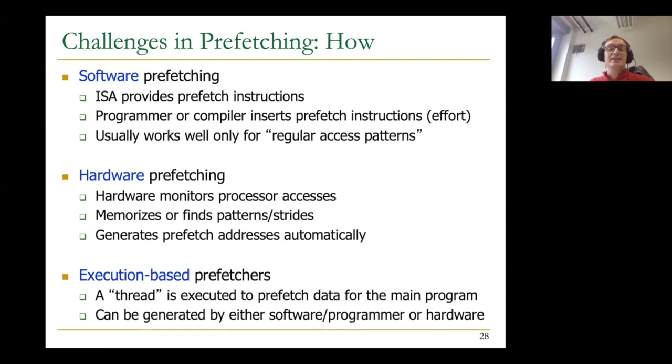So you're the programmer, you write the main program, and you say, okay, I'm going to put some little threads that just prefetch for the main program. And I'm going to attach them to the main program. And whenever the main program reaches this instruction, I'm going to fork that thread. Okay, so as a programmer, you can do this if you have support in the instruction set architecture to do this. Of course, it requires programmer effort, but if you know what you're doing, this could be very, very powerful, right? You could actually prefetch very irregular access patterns.